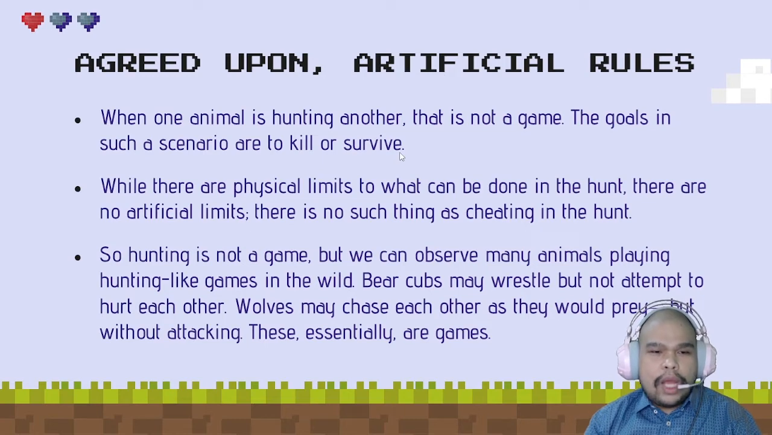While there are physical limits to what can be done in the hunt, there are no artificial limits. There is no such thing as cheating in the hunt. We're still referring to artificial rules. When it comes to hunting, there is no such thing as rules. There is no such thing as limits. If you can hunt something or an animal for as long as you want, then you may do so.